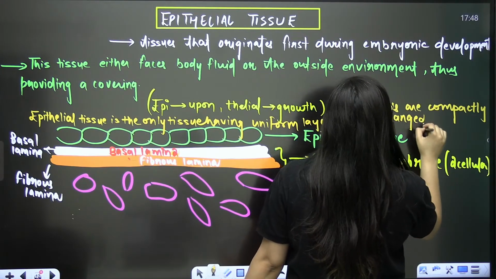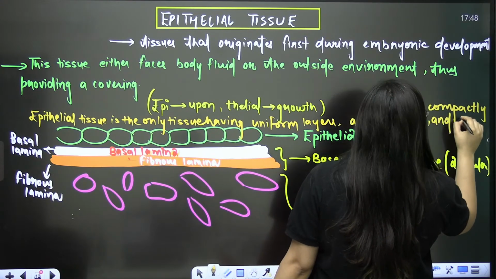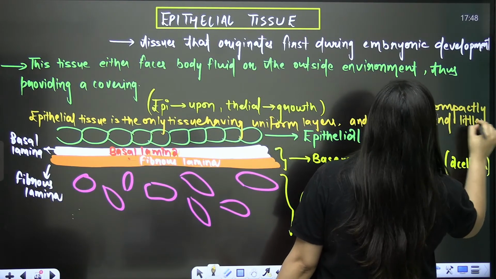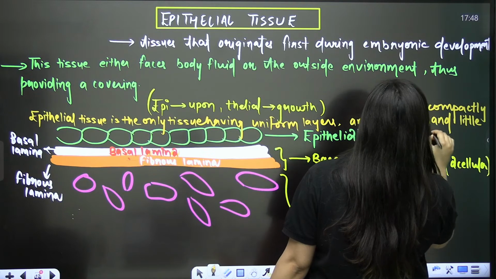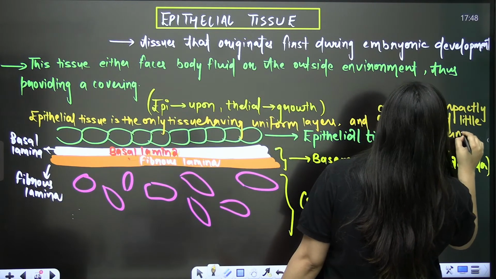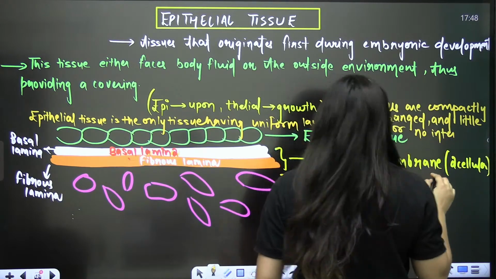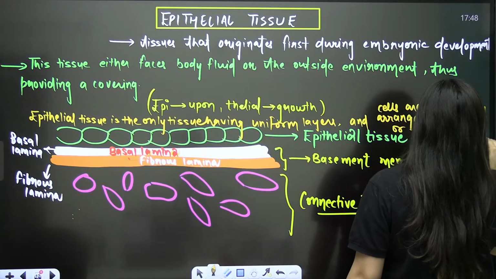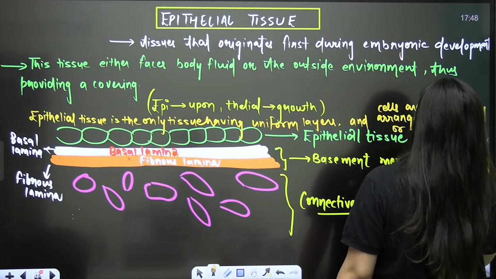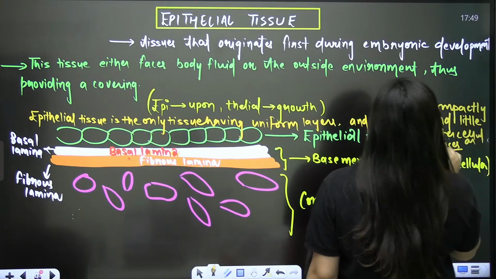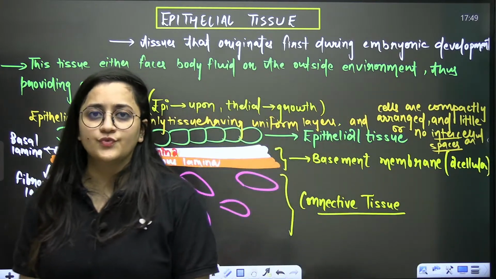Cells are compactly arranged and little or no intercellular matrix is there, and not even the spaces are there. Clear? So this is what you are going to find.